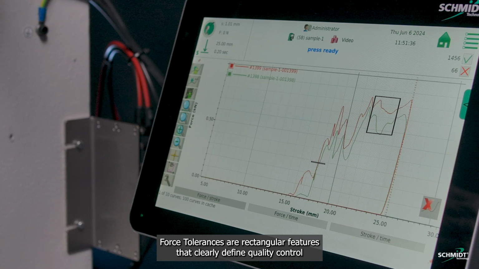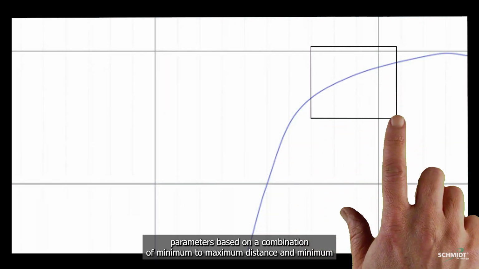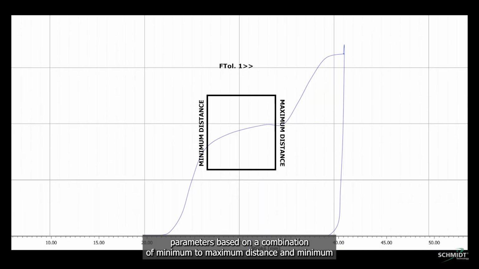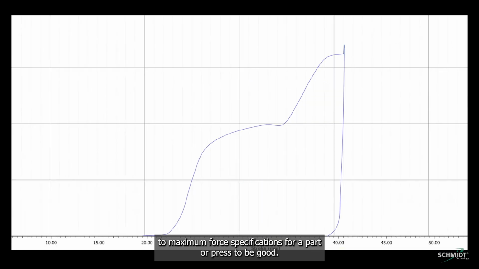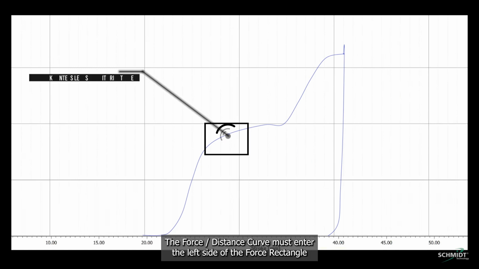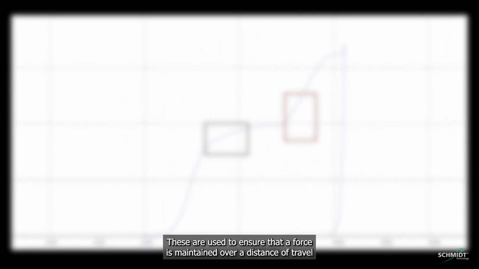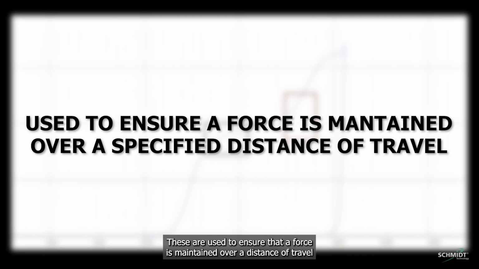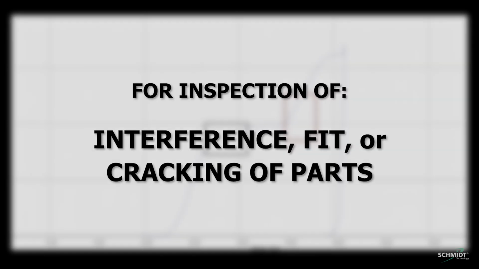Force tolerances are rectangular features that clearly define quality control parameters based on a combination of minimum to maximum distance and minimum to maximum force specifications. For a part or press to be good, the force distance curve must enter the left side of the force rectangle and exit the right side of the force rectangle without leaving the rectangle. These are used to ensure that a force is maintained over a distance of travel for inspection of things like interference fit or part cracking.